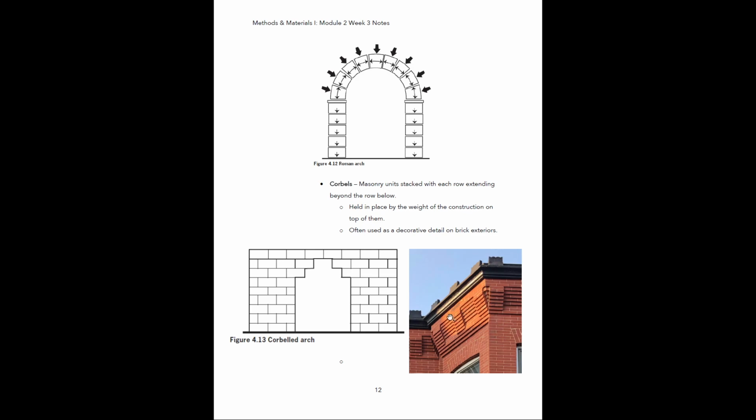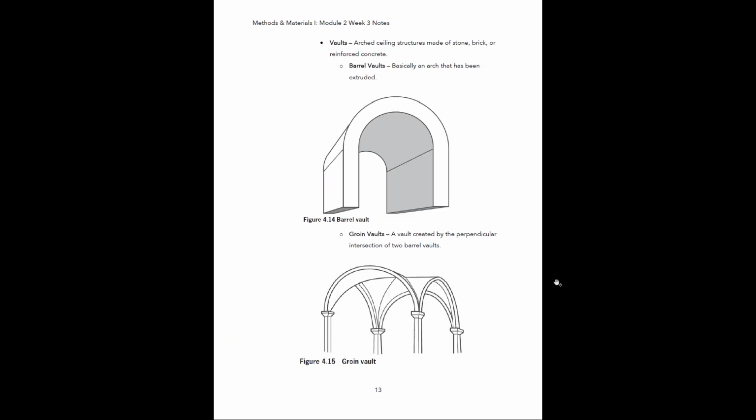And here's an example that I found online. When I think of corbels, I think of this decorative detailing that you'll see in some fancier masonry buildings, but basically they use it in a decorative way to add visual interest to the facades of masonry exteriors.